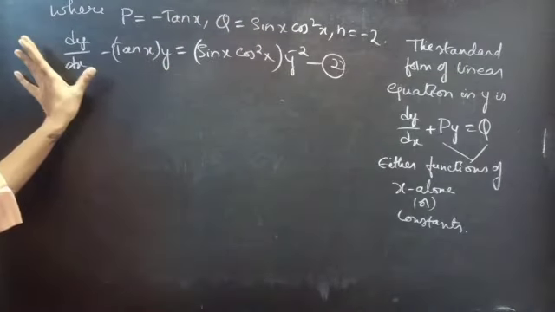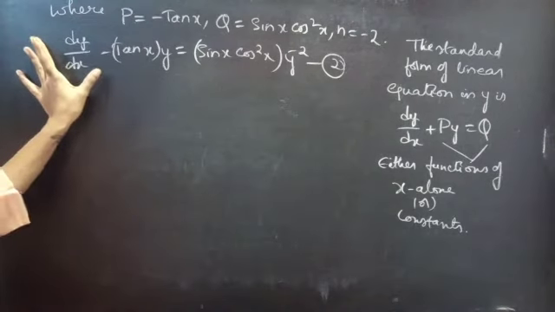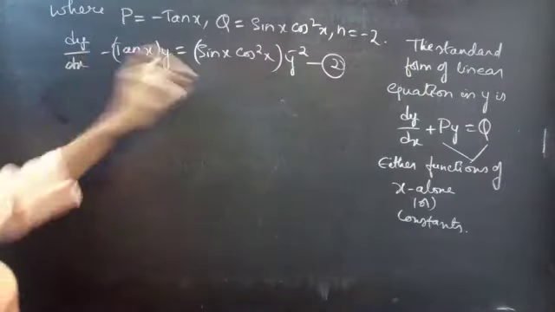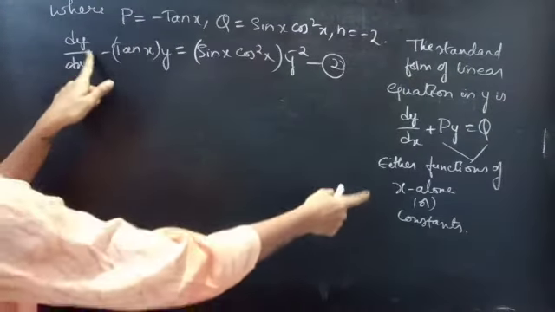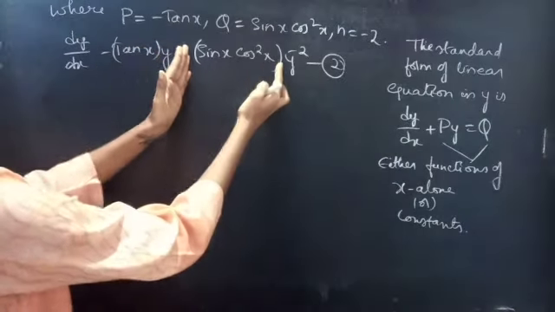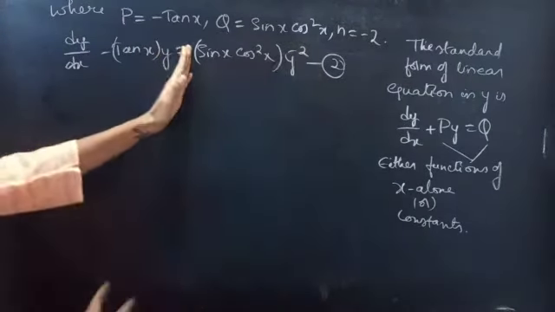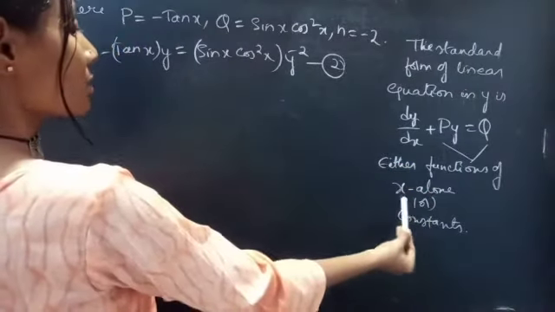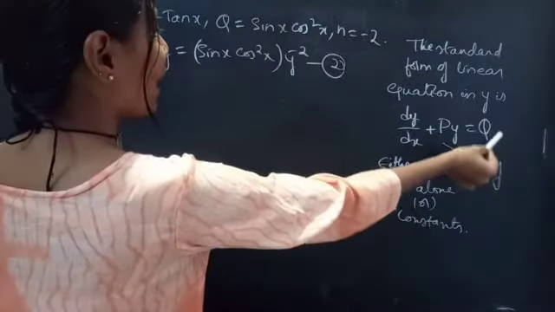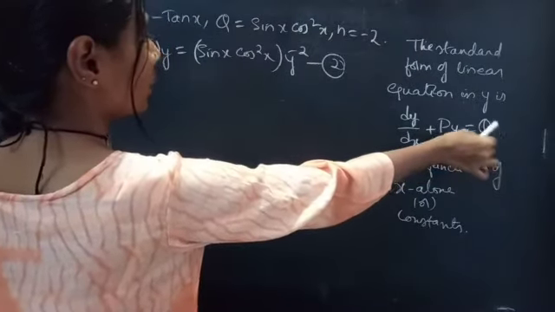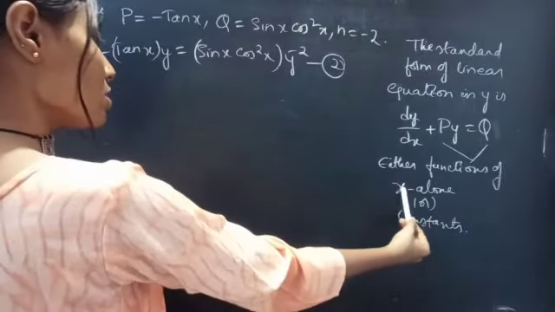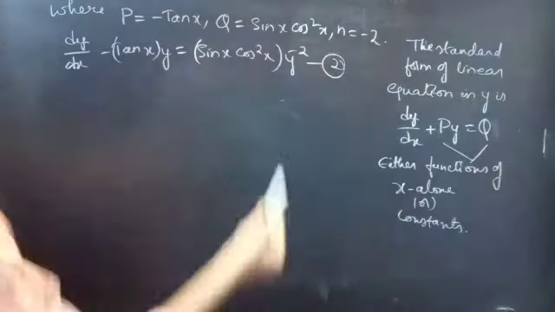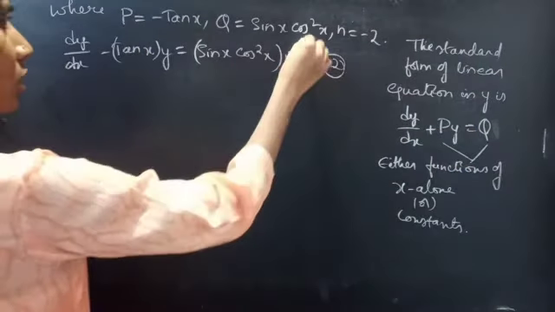Now we'll reduce the Bernoulli's equation to linear form, that is linear equation in y or something else. So again compare these two equations. We have dy by dx plus p into y equals q into some function in y. But here we have p and q as either functions of x alone or constants. We don't have any other function other than x, function of x or constant, but we have y power minus 2 in the Bernoulli's equation.